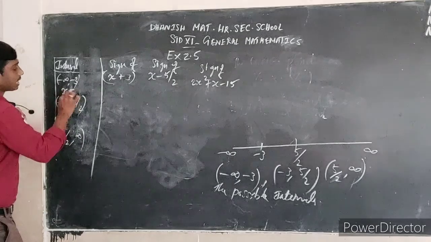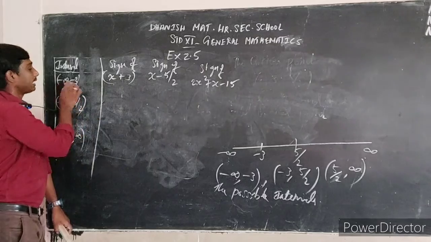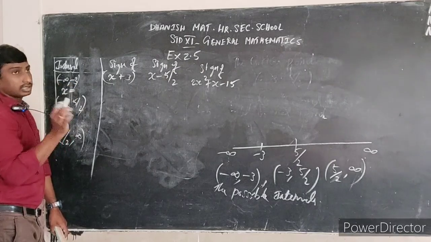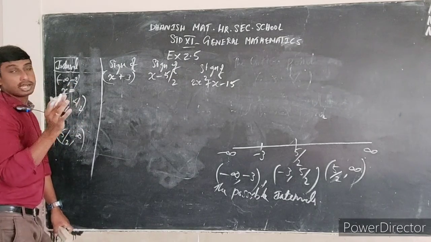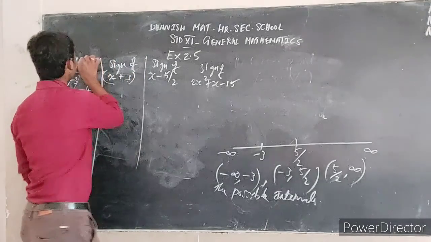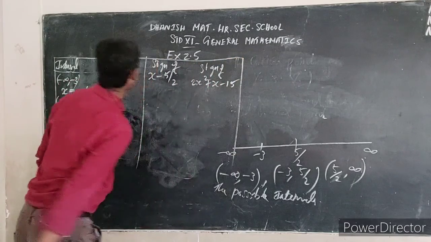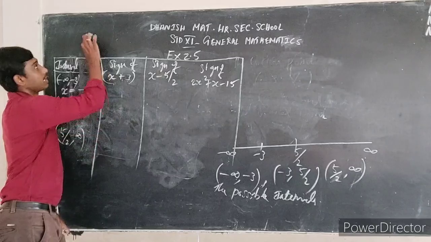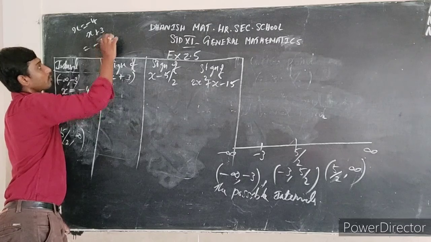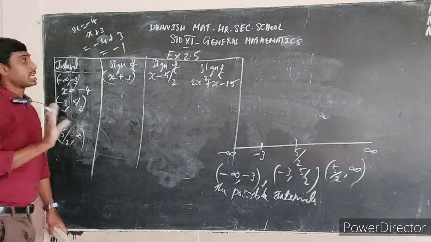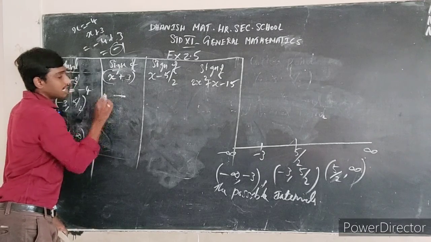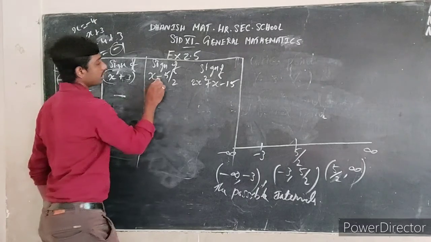Here we take the x value from each interval. The first interval is minus infinity comma minus 3. I take whatever value lies in between: minus 4, minus 5, minus 6, any of them. I am taking minus 4 and substituting. In x plus 3, x equal to minus 4 gives minus 4 plus 3, which is minus 1. We are taking only the sign here. What is the sign? That will be minus.